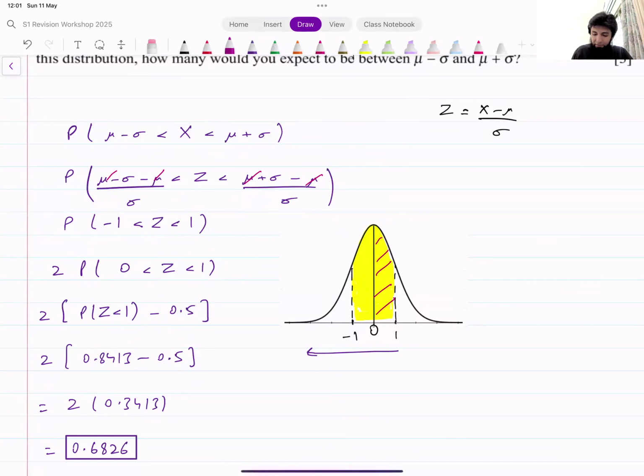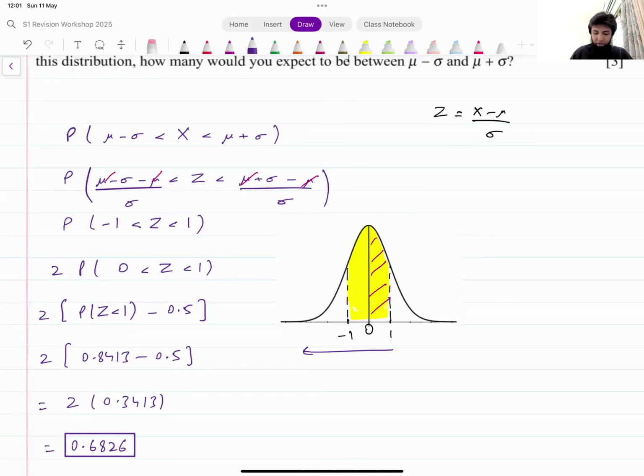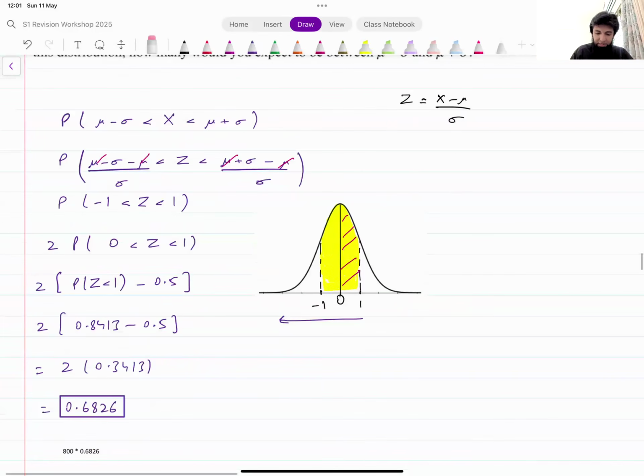Find the area to the left of 1, and subtract from that the area to the left of the mean, that's the 0.5, right? That will give you the result. Use the table for this: that's 0.8413. Then just input that and you get the result, 0.6826. That's the probability. And then what's the expected value?